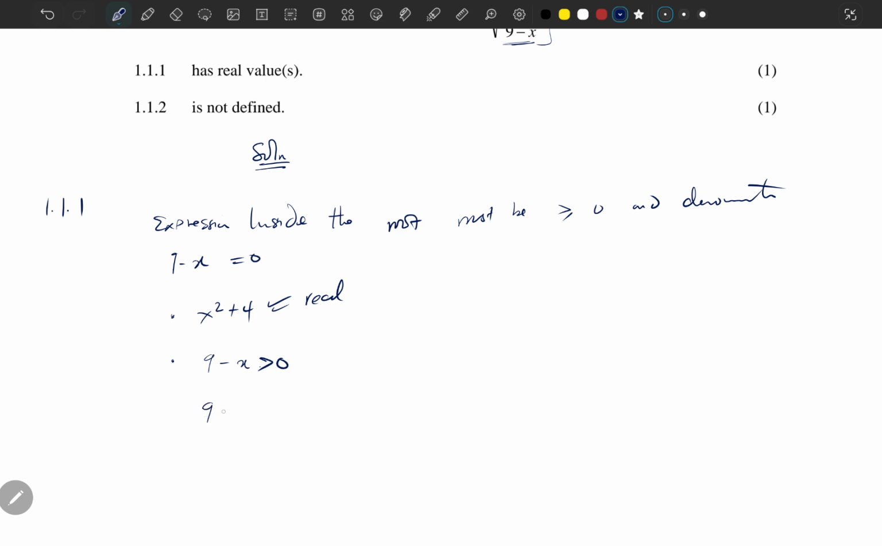So this becomes 9 minus x greater than 0, so I have to interchange this. This becomes 9 is greater than x, so x is less than 9. So the value of x for which the function has real values is x less than 9. All the values of x that are less than 9 will make this function real.